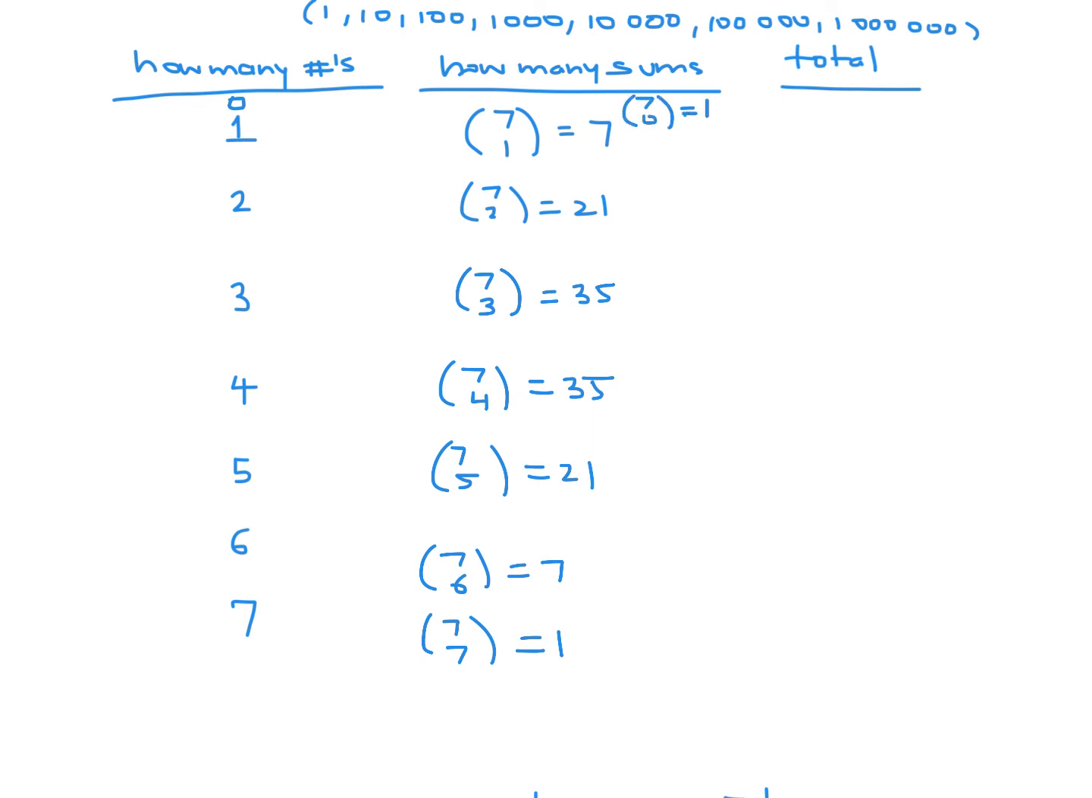So as you can see, there's a cyclic pattern here. Well, actually, cyclic is not the best word. Palindromic pattern. This 1 is the same as this 1. This 7 is the same as that 7. 21, 21, 35, 35. Got it? So hopefully I haven't lost anybody yet.